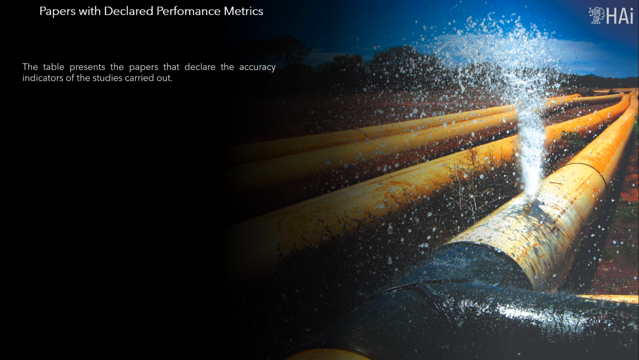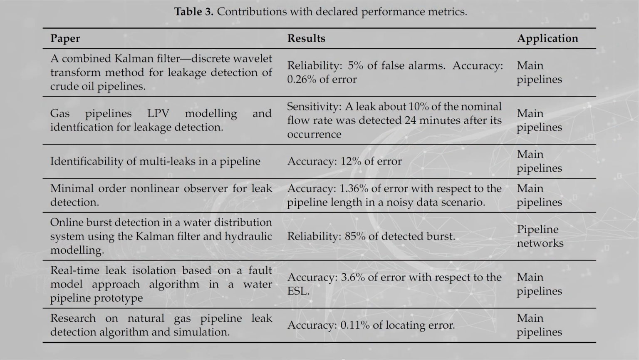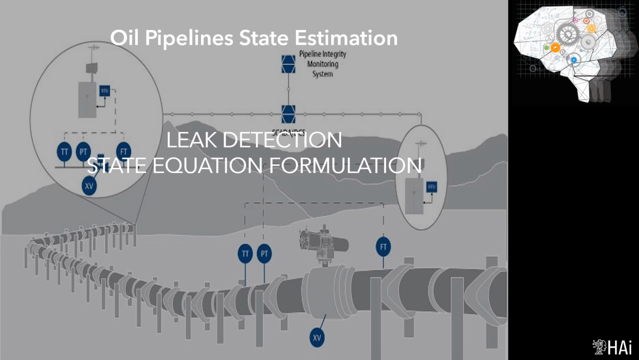Papers with declared performance metrics. The table presents the papers that declare the accuracy indicators of the studies carried out. Leak detection. State equation formulation.